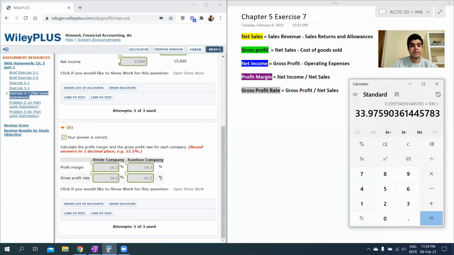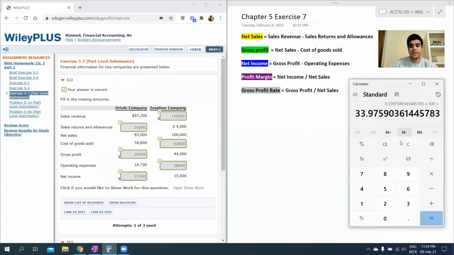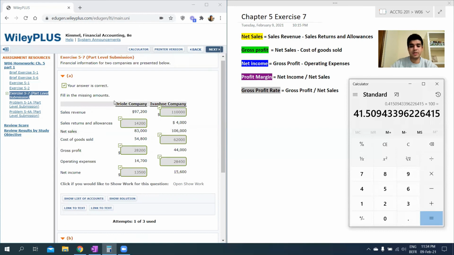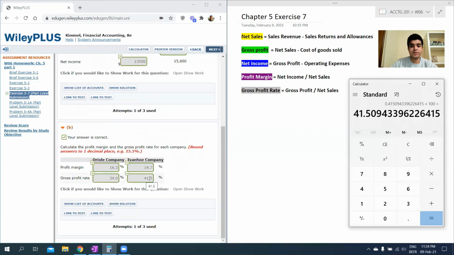Gross profit rate now for the Ivanhoe Company. How to do that? We're going to take the gross profit, 44,000, divided by net sales, 106,000, and we're going to multiply this by 100 to get the percentage. And we have the percentage of 41.5%. So this is how to solve the profit margin and gross profit rate in this exercise.